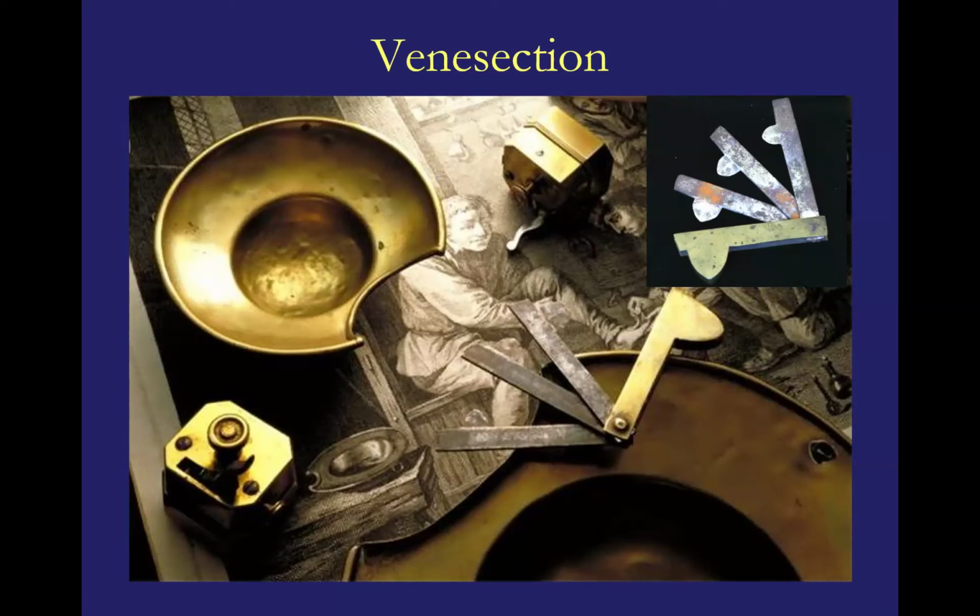And you'll see some of the tools of the trade, so to speak. There are two bleeding bowls here. These bowls were often filled with warm water, and then an appendage was put inside the warm water to dilate the blood vessel. And then you'll see here in the top right corner, there's a set of 3 lancets, different blades for different size blood vessels.